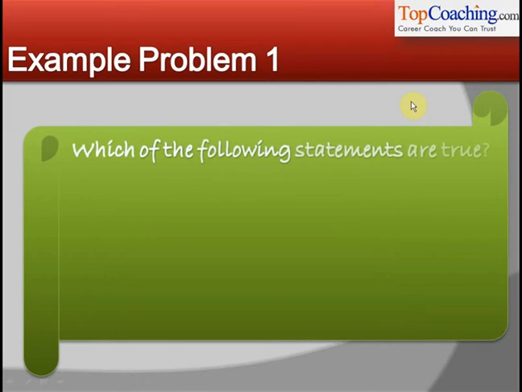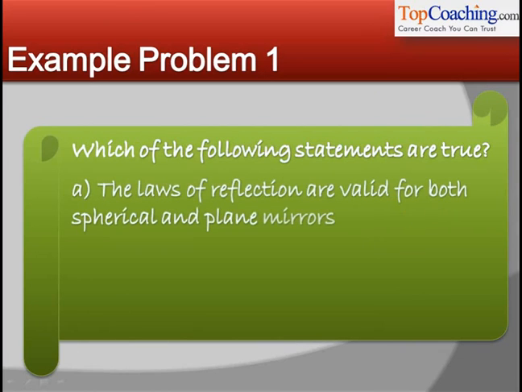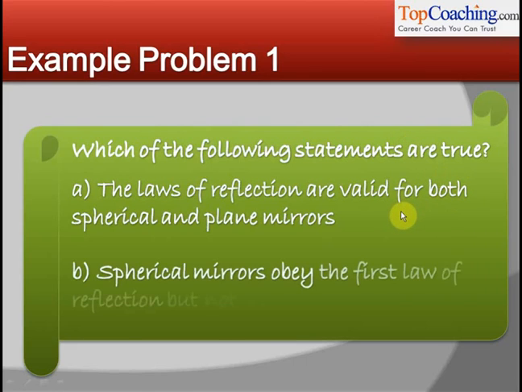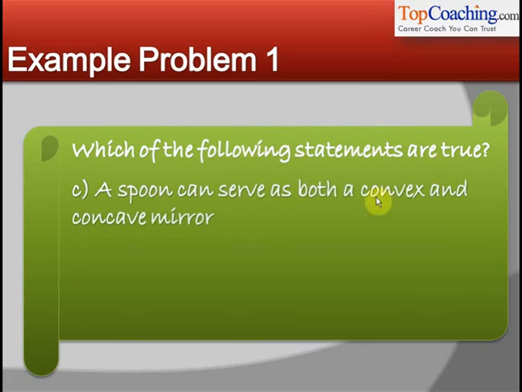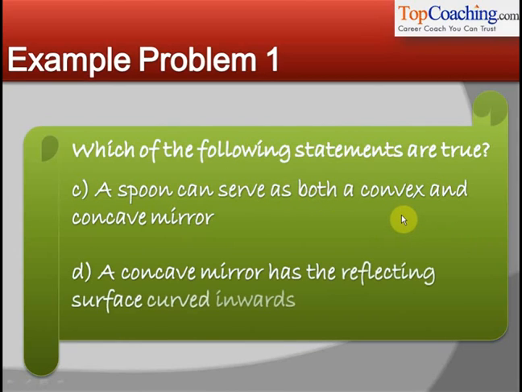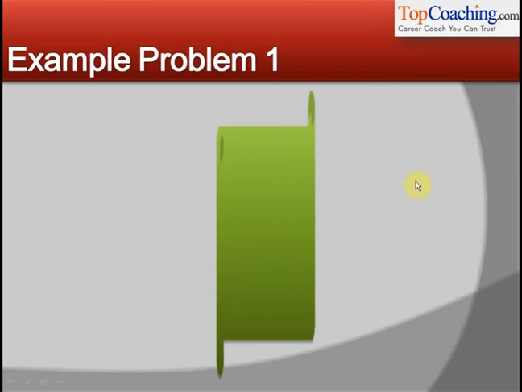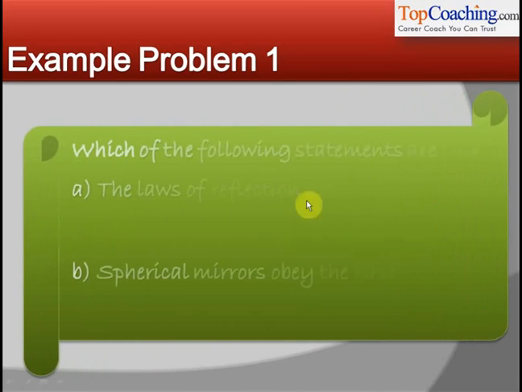Which of the following statements are true? A. The laws of reflection are valid for both spherical and plane mirrors. B. Spherical mirrors obey the first law of reflection but not the second. C. A spoon can serve as both a convex and concave mirror. D. A concave mirror has the reflecting surface curved inwards. So well, which of these options is correct? Let's look at each option and see whether it's correct or not.